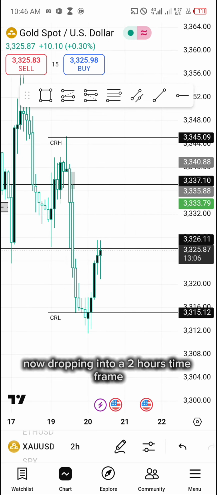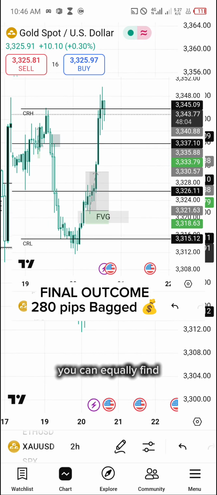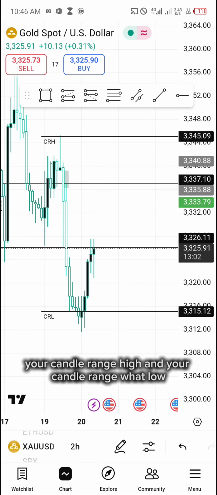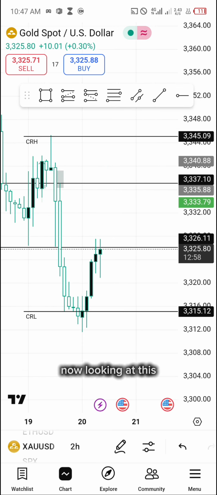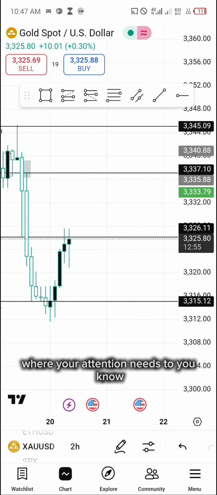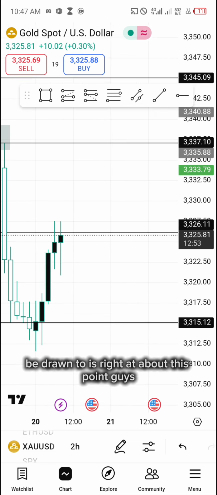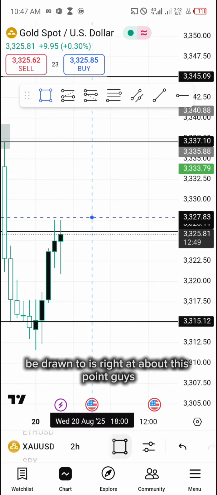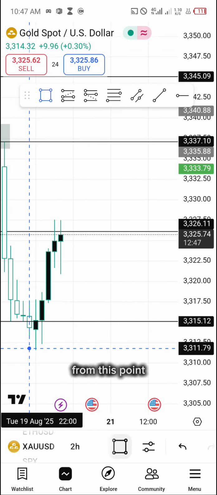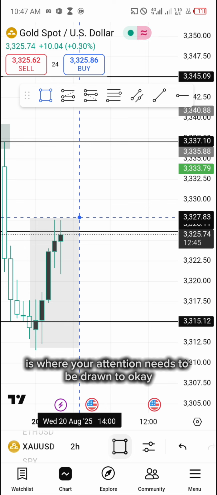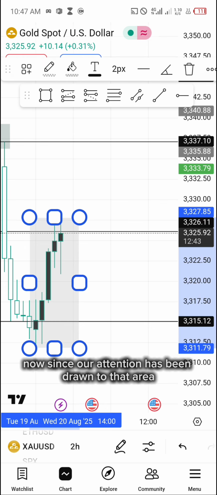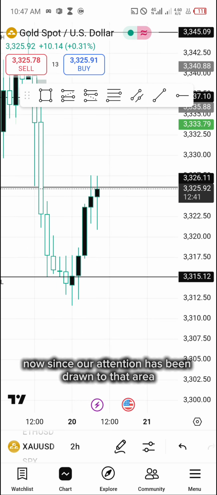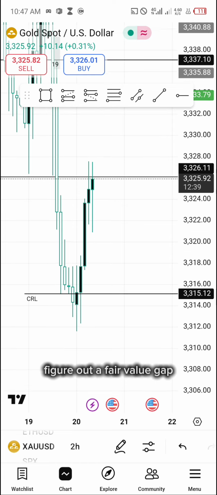Now dropping into a 2 hours time frame, you can equally find your candle range high and your candle range low. Looking at this, your attention needs to be drawn to right about this point, guys. Since our attention has been drawn to that area, all we need to do is figure out a fair value gap.